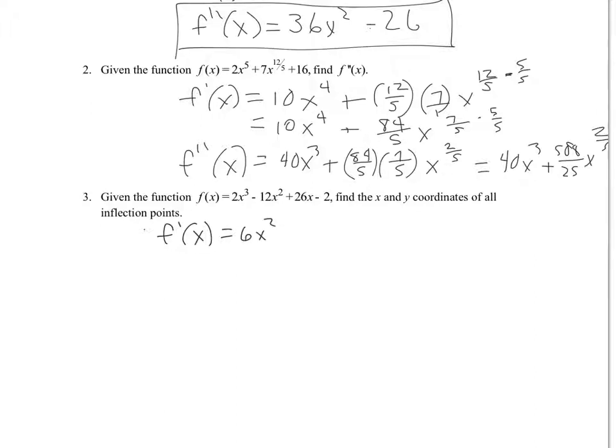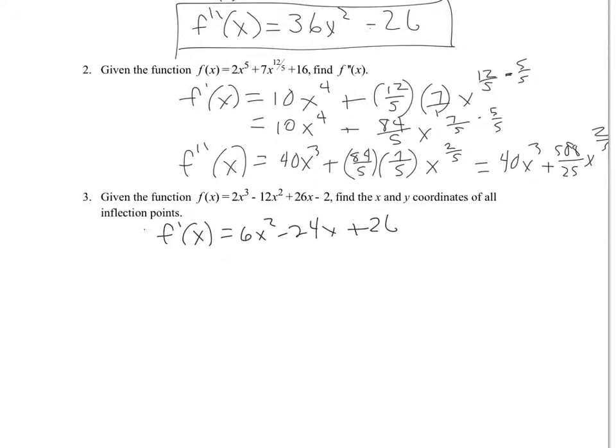6x squared minus 24x plus 26. Okay, and that's all of the first derivative. And since it didn't ask me about maximums or minimums, I'm ready to just go ahead and look for the second derivative to get inflection points.